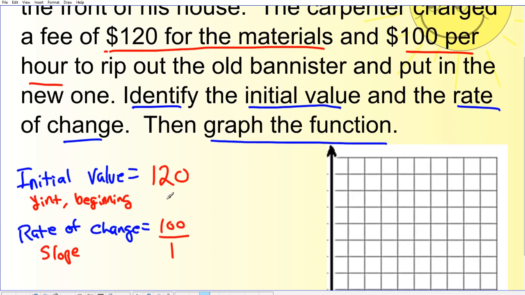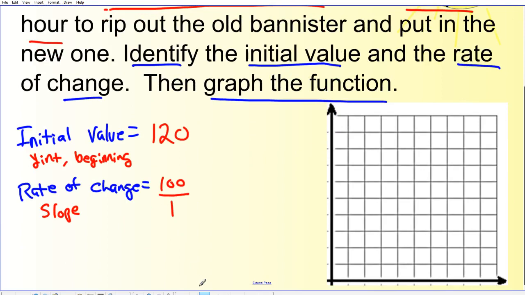So, initial value, check. Rate of change, check. Graph the function. Now, in order for me to graph this, I would like to get my equation. So my equation in the formula, y equals mx plus b. So I have y equals my slope. The slope comes first. My slope is 100x. My initial value is 120.